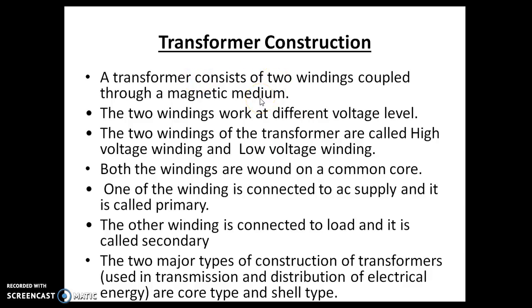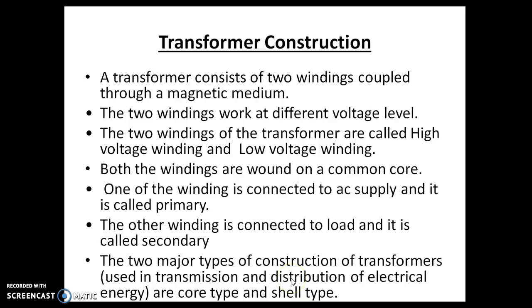As I have already told, there is no electrical connection between them, and the magnetic medium is nothing but the core only. Both the windings work at different voltage levels. The two windings of the transformer are called the high voltage winding and the low voltage winding. It has a common core. One of the windings is connected to the AC supply and it is called the primary winding. In the last class I already told this.